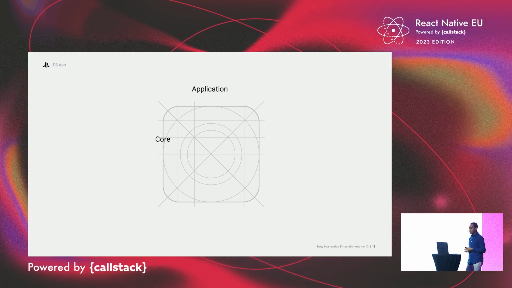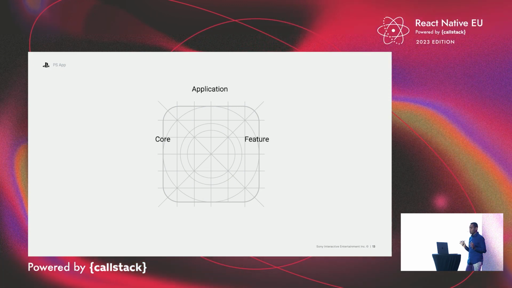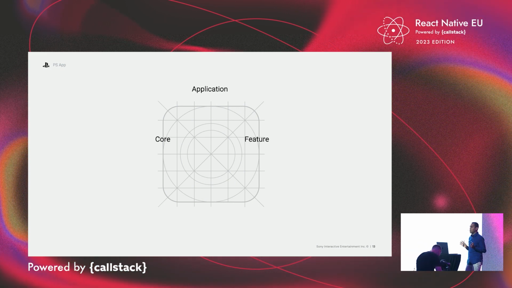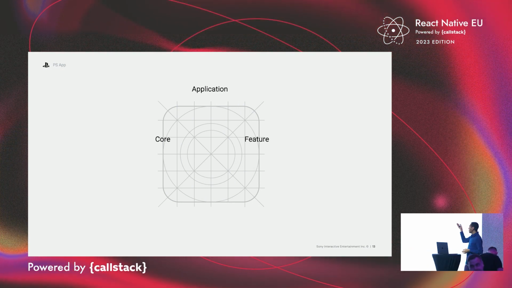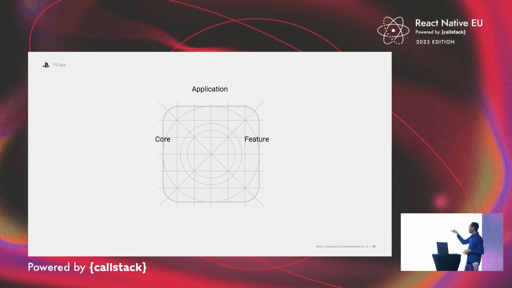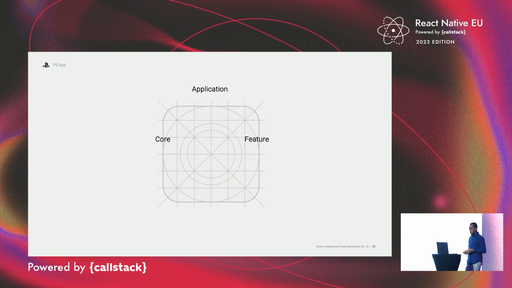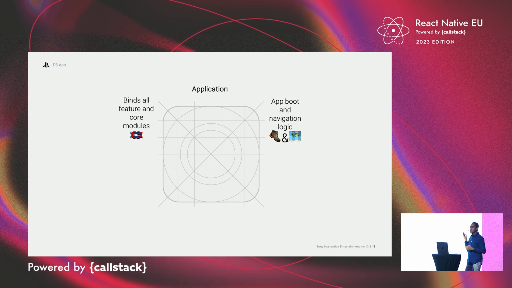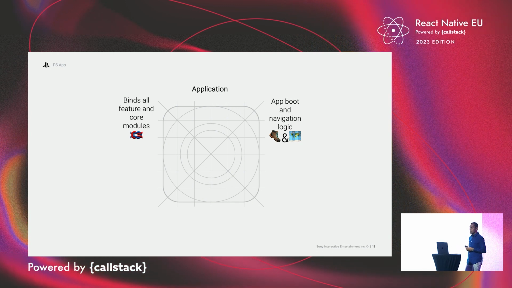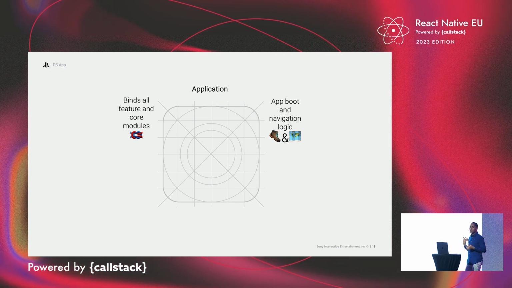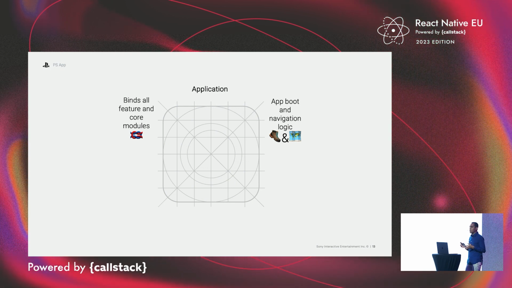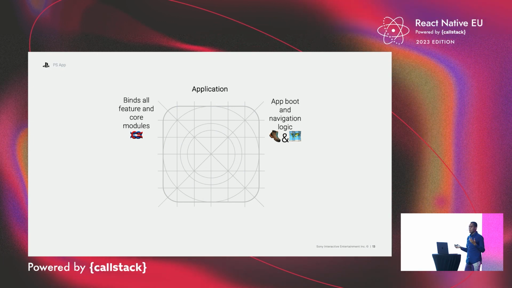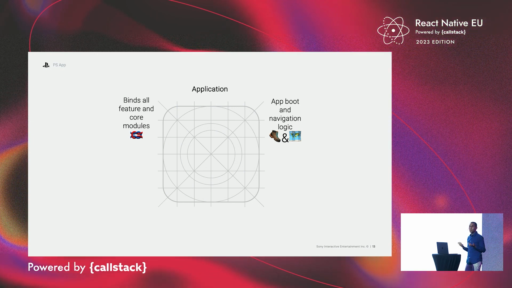We had three major layers that would cover the entire code base of the project, and each of them served a unique purpose. We have the application layer, the features layer, and the core layer. The application layer contains all of the logic that binds all of the features together, and also contains the necessary code for the application to be able to boot and to navigate around the different screens of the app.